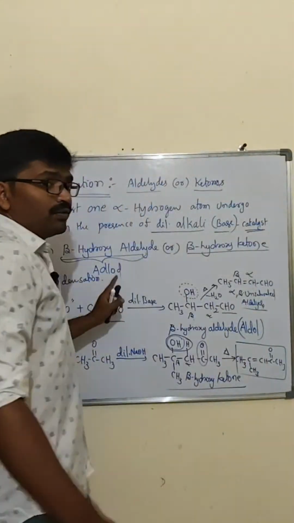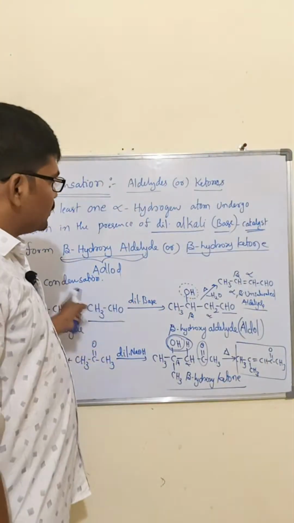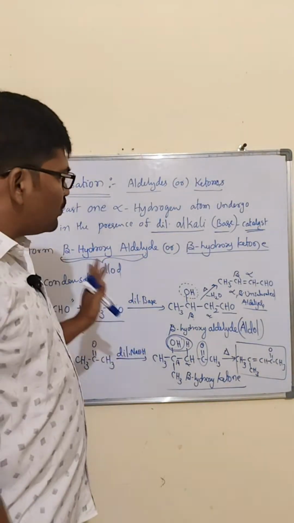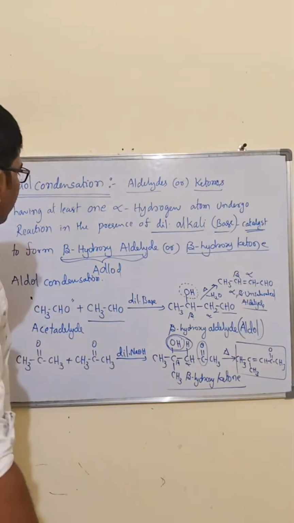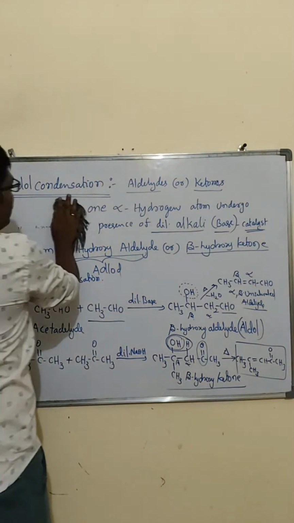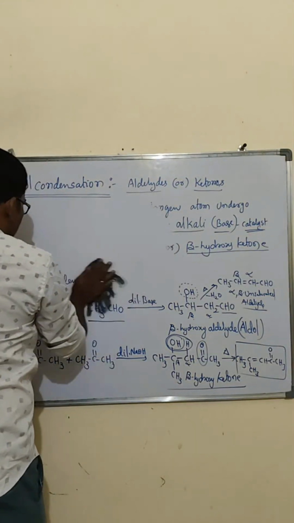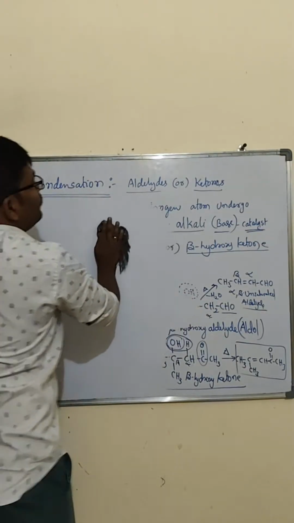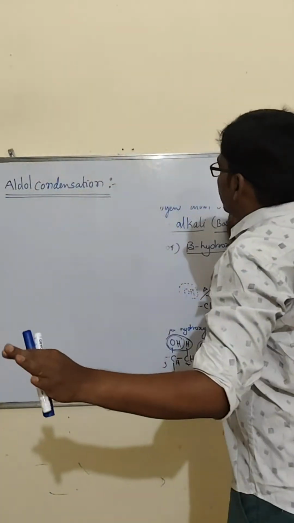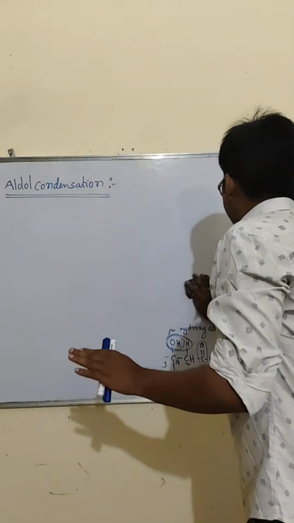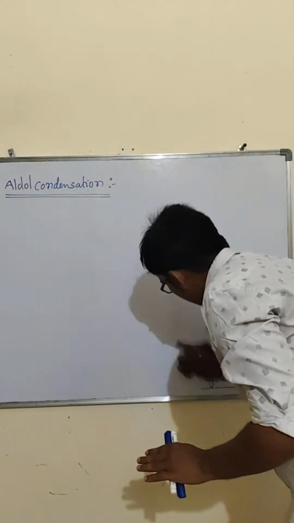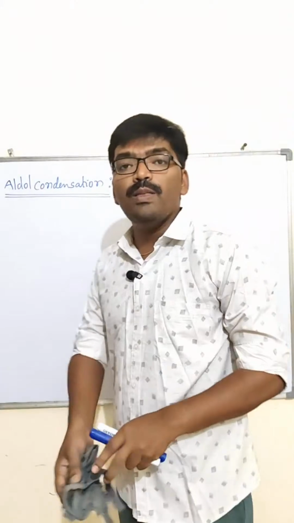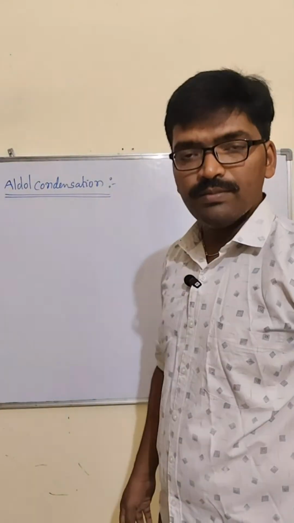So, live session from the aldol condensation. We are discussing what reactions are there and how it is formed. Now we have to discuss which of the following aldehydes are involved in the aldol condensation. I told very clearly, those having at least one alpha hydrogen atom are involved in the aldol condensation. Otherwise, it won't be involved in the aldol condensation.